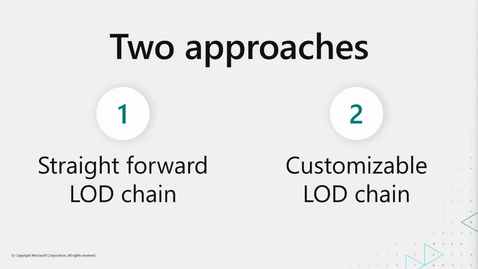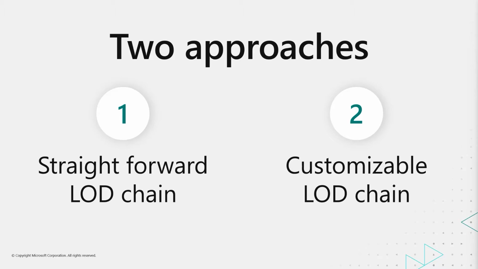We're going to look into this. There are two different approaches. The first approach is a straightforward LOD chain. That one is basically just a standard reduction all the way. The second one, which is a little more interesting, is the customizable LOD chain, where we're actually going to look at how you can produce modifiable proxies using Simplygon's remesher and the geometry datacasters.